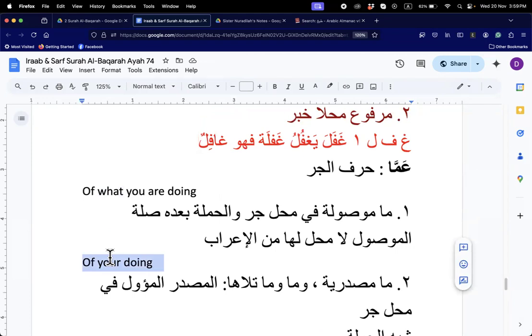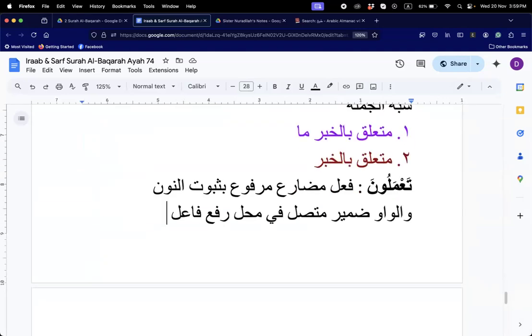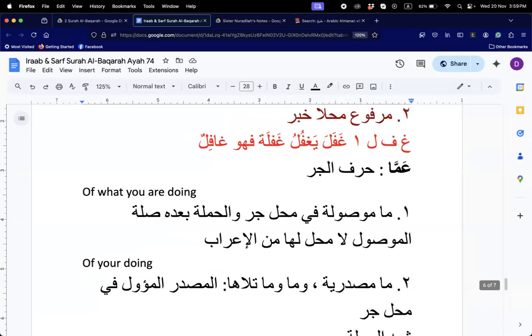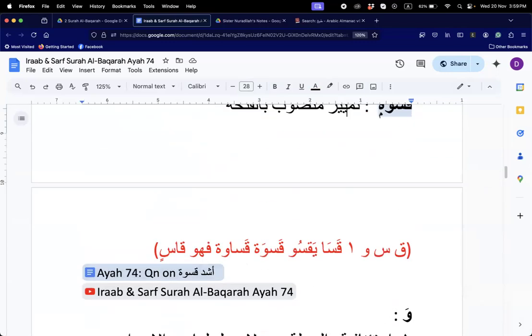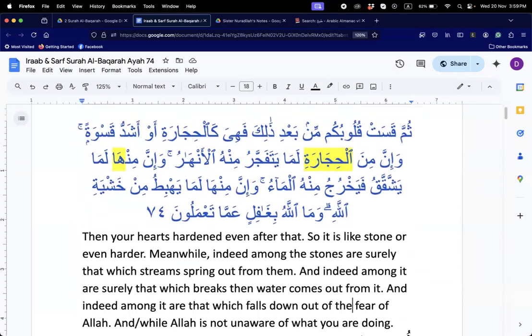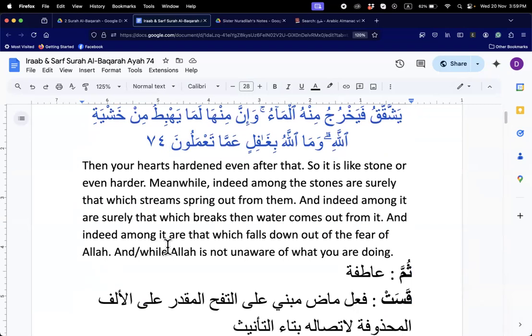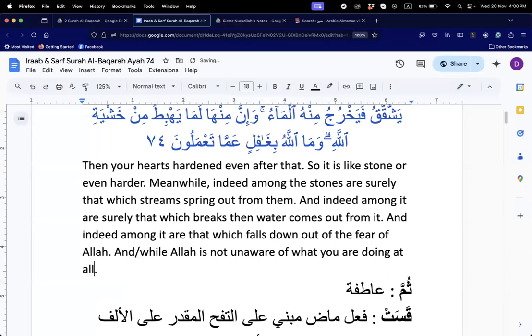Any question? So the khobar just now, we can say Allah is not unaware of what you are doing at all, something like that. Okay, this is the khobar. Inshallah. Any other question?